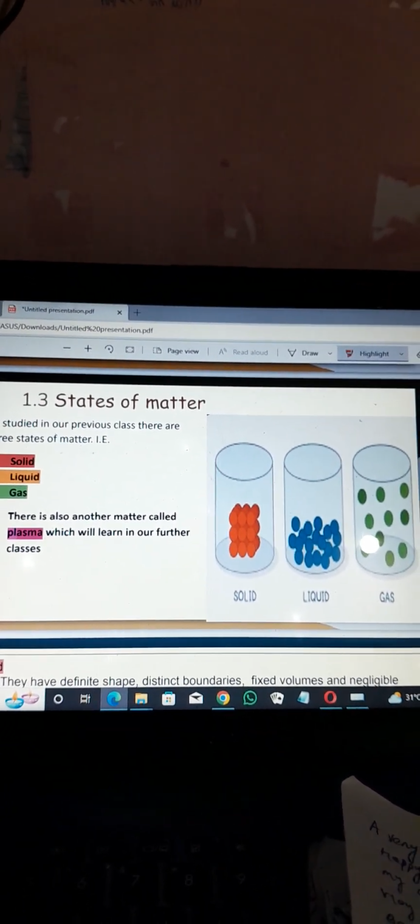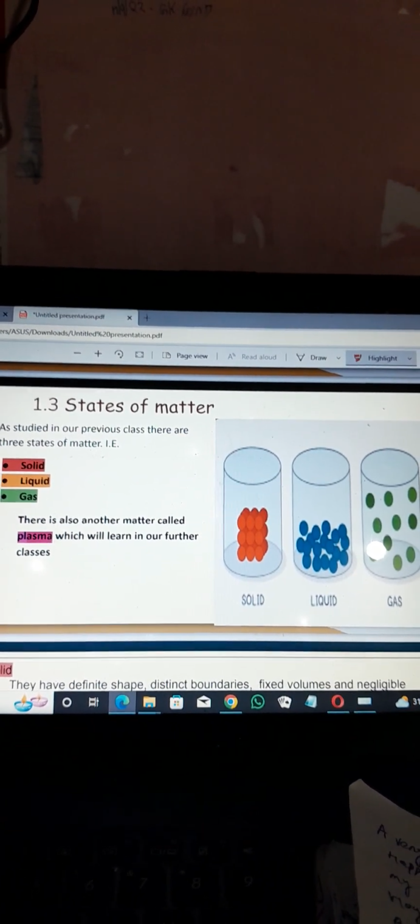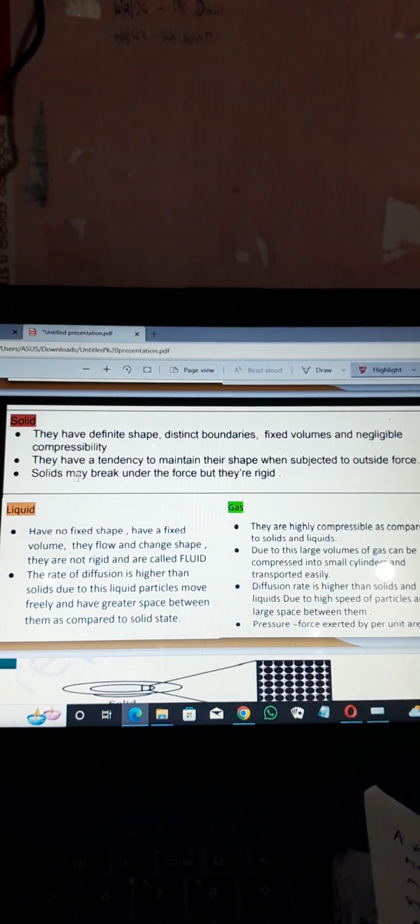Then come to the states of matter. There are 3 states of matter, as you all know: solid, liquid and gas, which you learned about in your previous section. But students, there is also another form of matter called plasma, which we will learn in our future class. Then some physical and chemical properties of solid, liquid and gas.